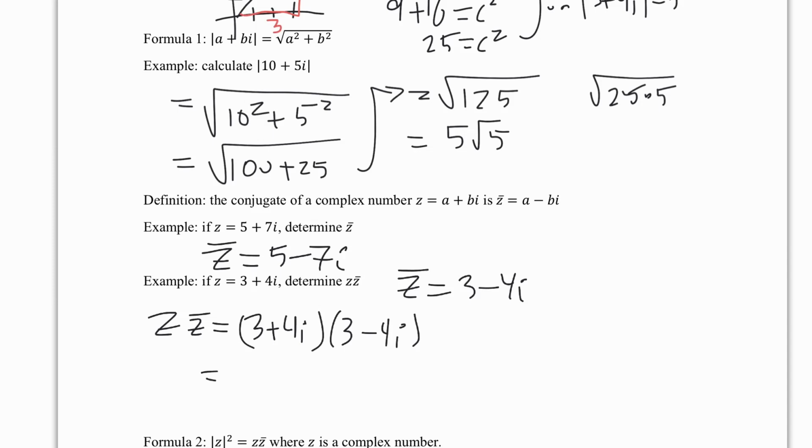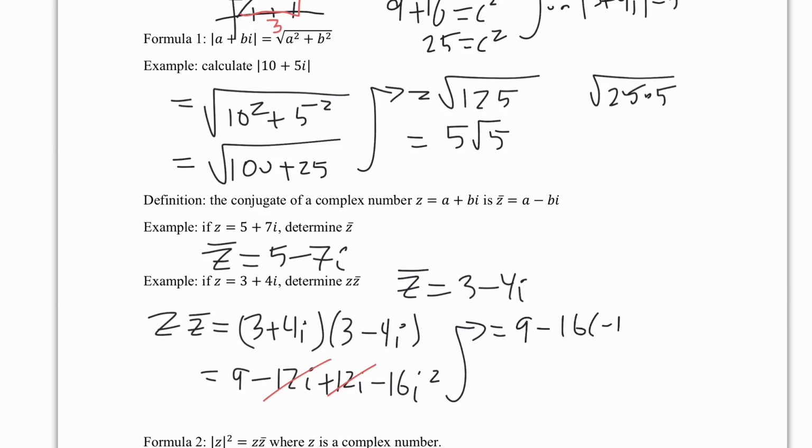All right, we'll do a little FOIL. 9, and then remember those middle terms are going to cancel, so minus 12i plus 12i, minus 16i squared. Okay, so those middle terms, they're gone. And we have, well, 9 minus 16 times negative 1, so we have 25.